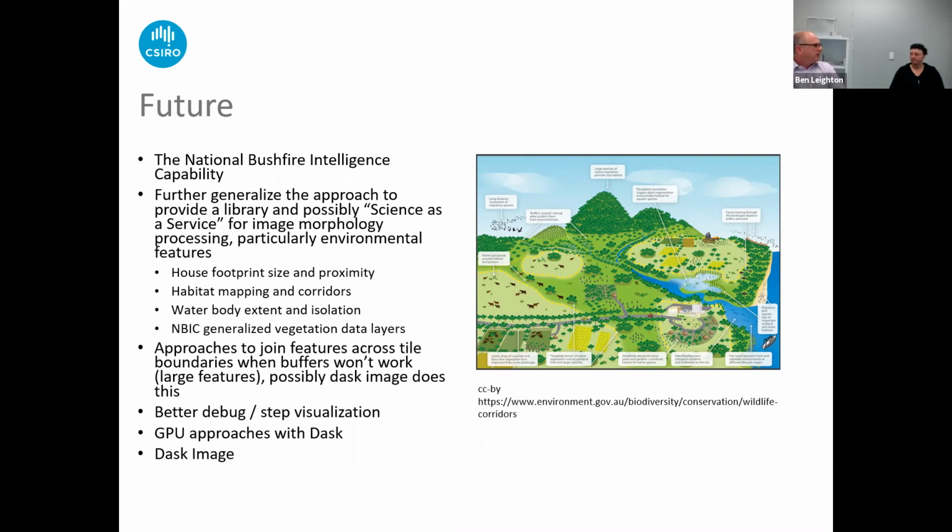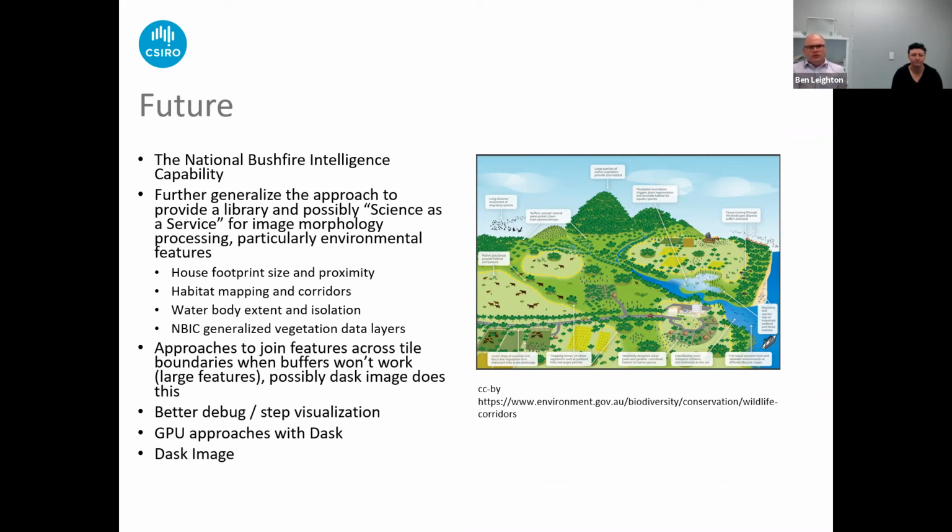Because we've been examining vegetation morphology, some of the discussions we've had are around whether or not we could apply this to house footprints, for example, and proximity, to habitat mapping in corridors, to water body extent and the isolation of water bodies from one another, and potentially produce some generalized vegetation layers. So rather than having them be produced transiently as part of a fire workflow, actually having them produced and delivered as their own data entities that people can go and use as reference material to understand the nature of landscape.